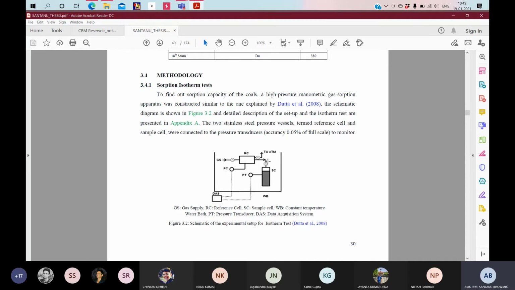That means it is totally filled with either water or oil, and you have to constantly maintain the temperature at an isotherm temperature, which may be 30 degrees or 40 degrees. Only plus or minus 0.1 variation is allowed, of the full scale. Full scale means the total range of the measurement.